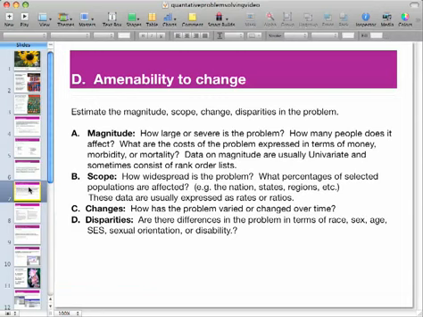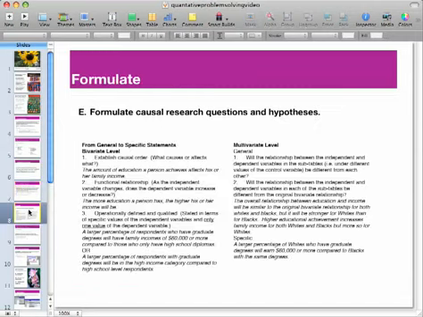Amenability to change. This will have you looking at the magnitude, the scope, how widespread is the problem, has the problem changed or varied over time, and are there any differences in the problems in terms of race, sex, age, SES, sexual orientation, or disability. Problems that might affect a HBCU female college student might not necessarily affect a student attending a different type of university. You're going to also learn in Social Work 300 how to write really good research questions and hypotheses.